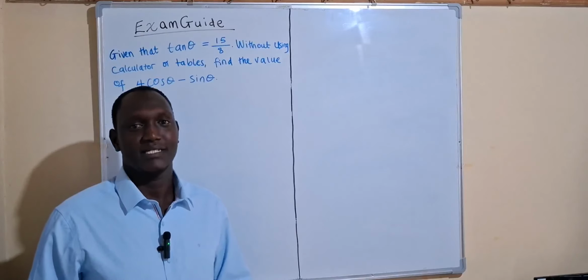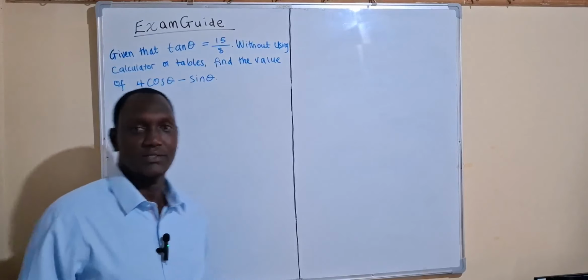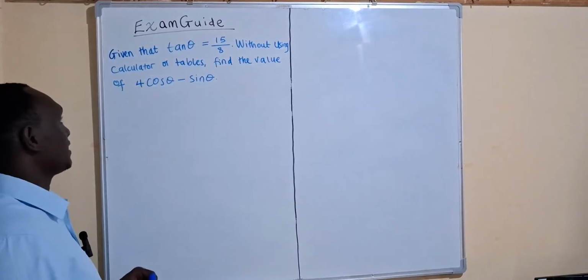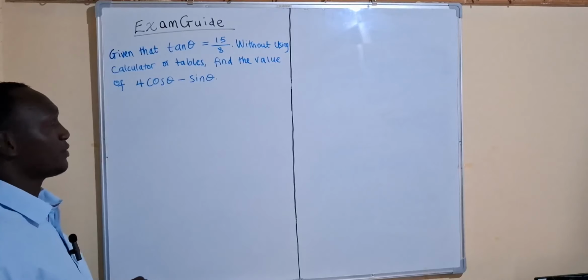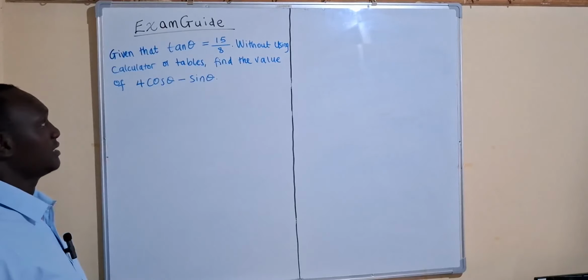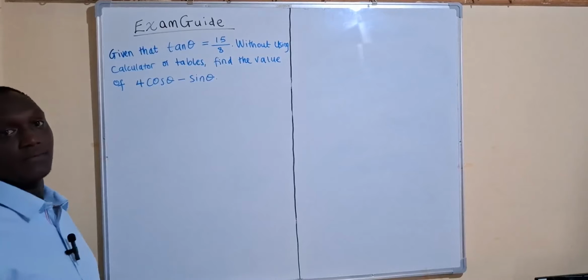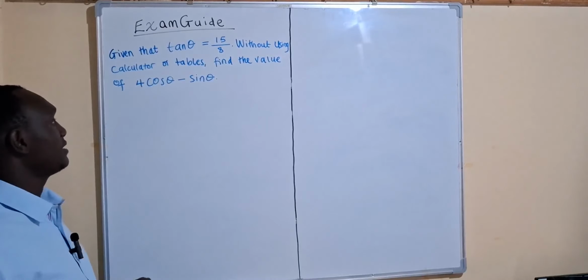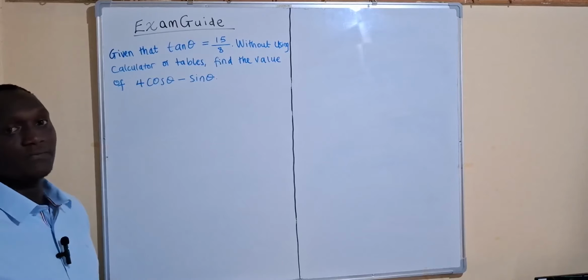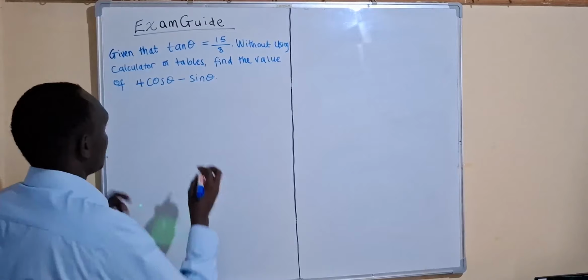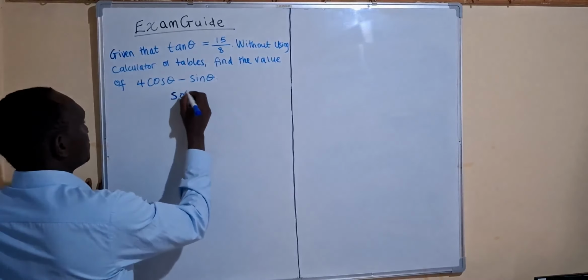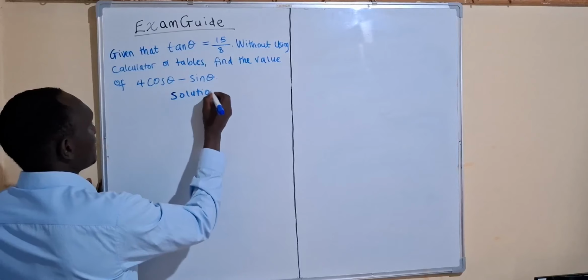Welcome to the exam guide section, and let us try out this number together. It says that given that tan theta equals 15 out of 8, without using a calculator or mathematical tables, find the value of 4 cos theta minus sin theta. And the solution would be in this format.